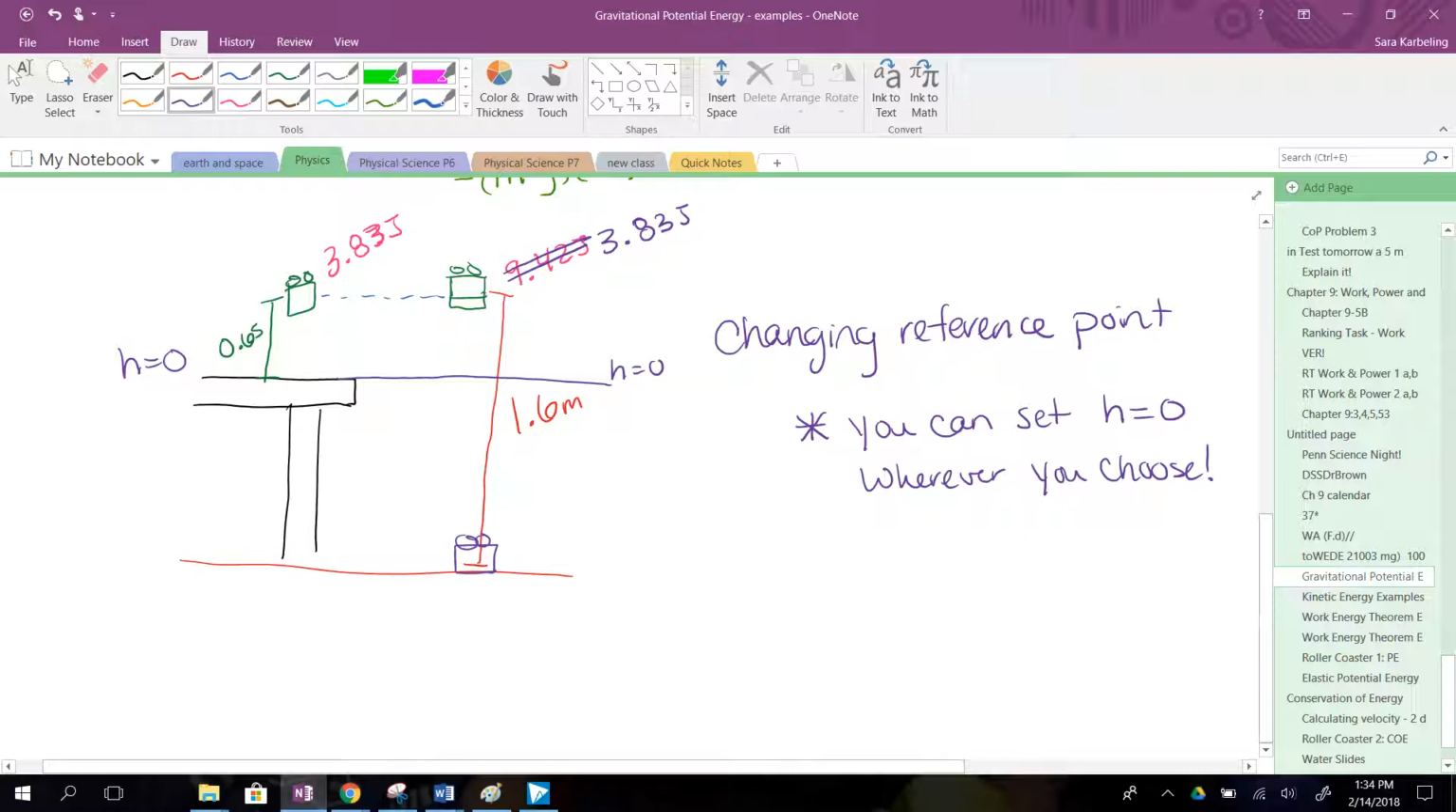Okay, so you just have to make sure that you set h equals 0, and then, this is the important part, you must stay consistent. Because if you're not consistent, then this weird stuff happens, where you're changing the amount of energy something has, even though no work has been done. The only way something can gain energy is if work has been done.